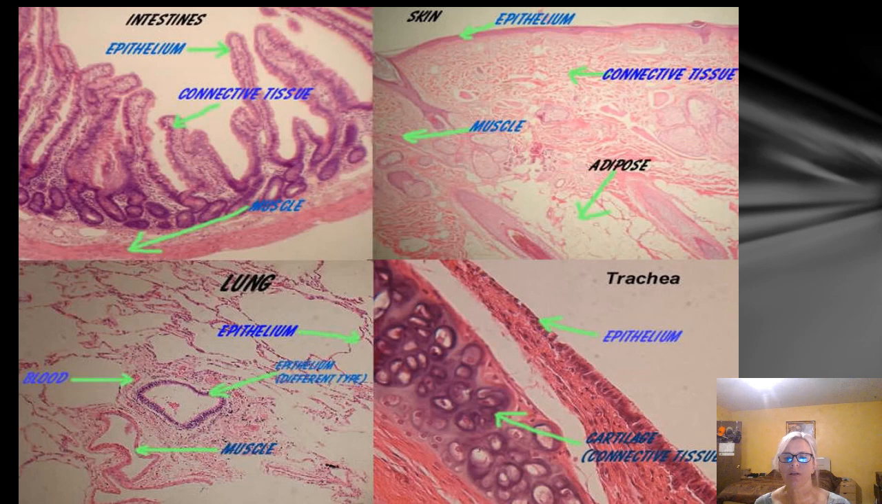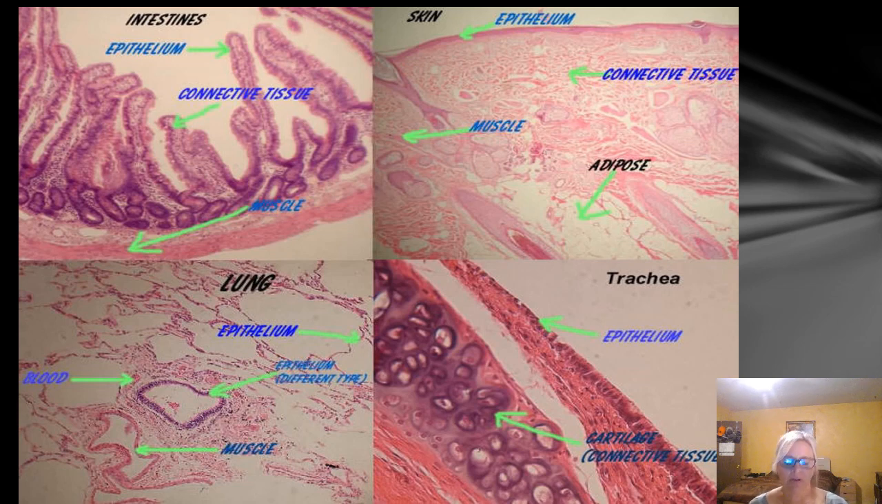So this is a good example showing what you would actually be looking at in a slide. Organs are made up of multiple tissues, and so you are hardly ever going to look at a particular slide, even in a virtual lab, and see only one type of tissue.